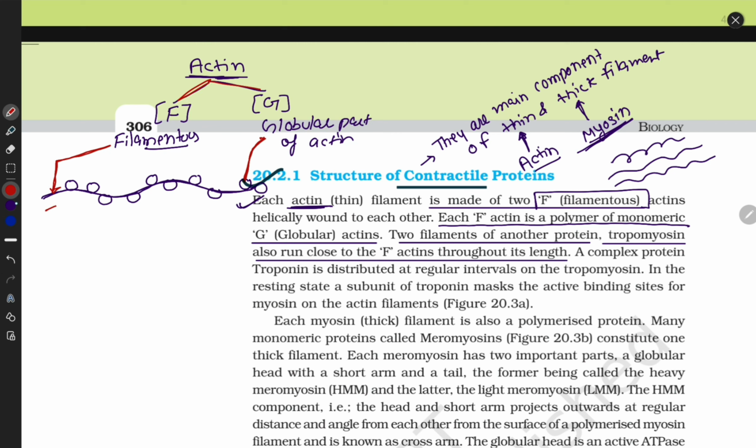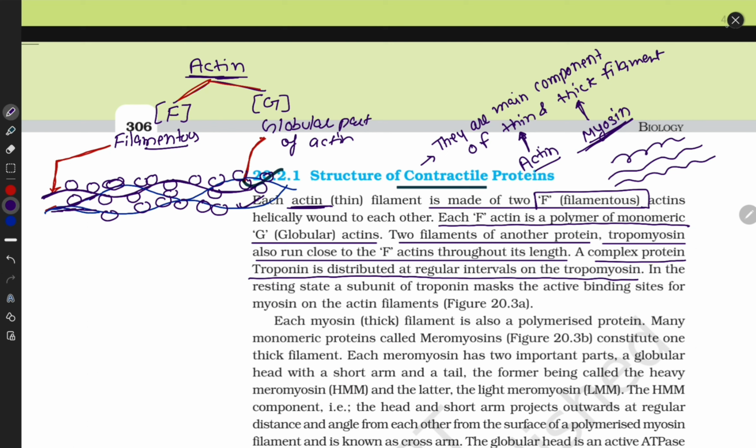This is arranged in this manner. Look here. They are coiled together and make a helical structure. This is one actin filament, this is the second actin filament, this is the third actin filament, and these are tropomyosin. A complex protein, troponin, is distributed at regular intervals on the tropomyosin.